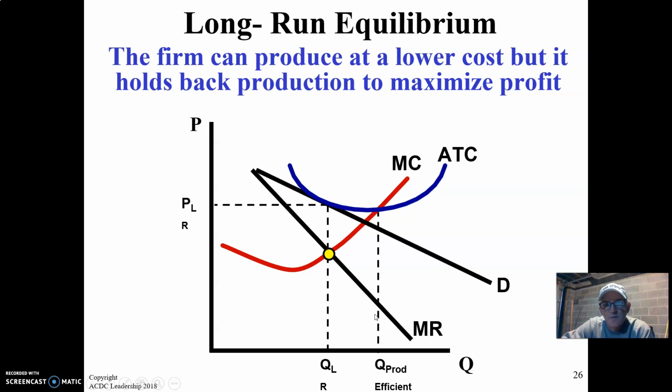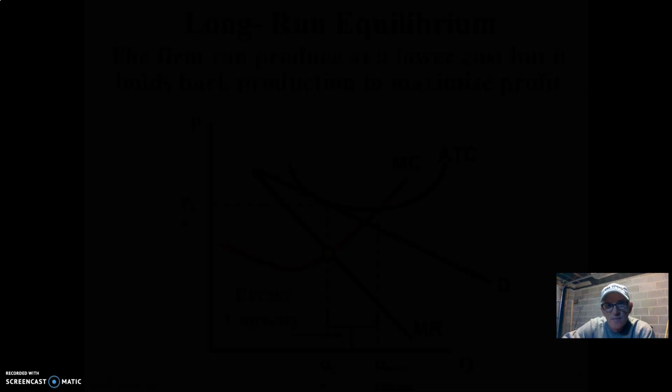All right, so the firm can produce at a lower cost, but it holds back production because it wants to maximize profit, and that's ultimately why they do that. The reason that they've decided not to produce as much is so that they can maximize profit, and that's the amount of the excess capacity.